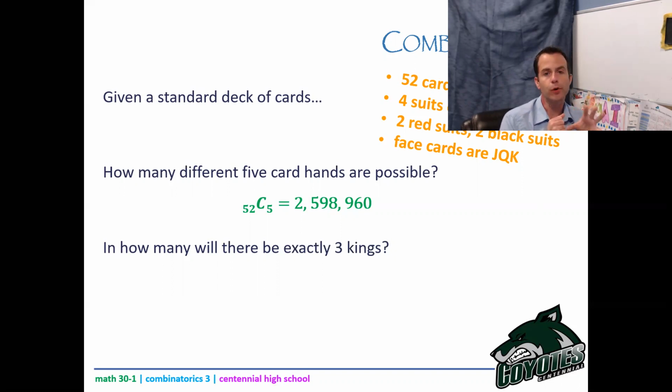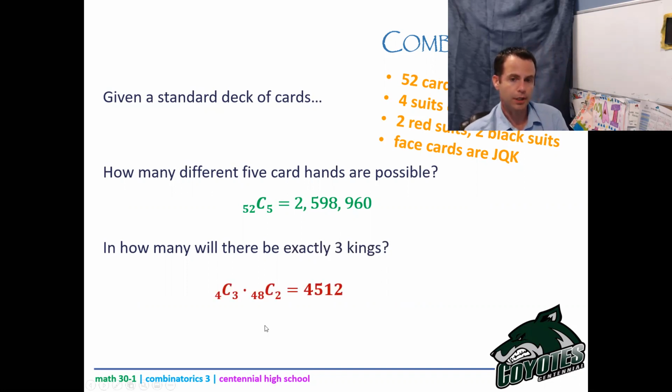So there are 4 kings in a deck. 4 choose 3 will get me 3 kings. Then I have to ask myself, okay, how many non-kings are there in the deck? Well, if there's 4 kings in a deck and there's 52 cards, there are 48 non-kings, 52 minus 4. Okay, so there are 48 non-kings and I want to draw 2 of those to complete my 5-card hand. So 4 choose 3 times 48 choose 2, and that would give me 4,512.